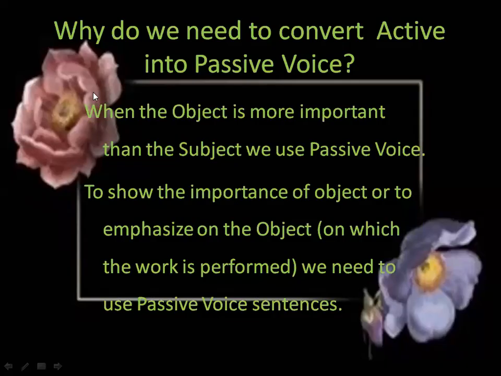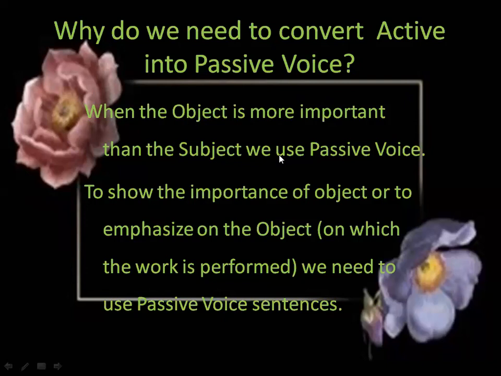Now why do we need to convert active into passive voice? हमें क्यों ज़रूरत पड़ती है when we can easily talk in active sentences, why do we need to convert active into passive voice? When the object is more important than the subject, we use passive voice. Whenever the object is the most important thing in the whole structure.